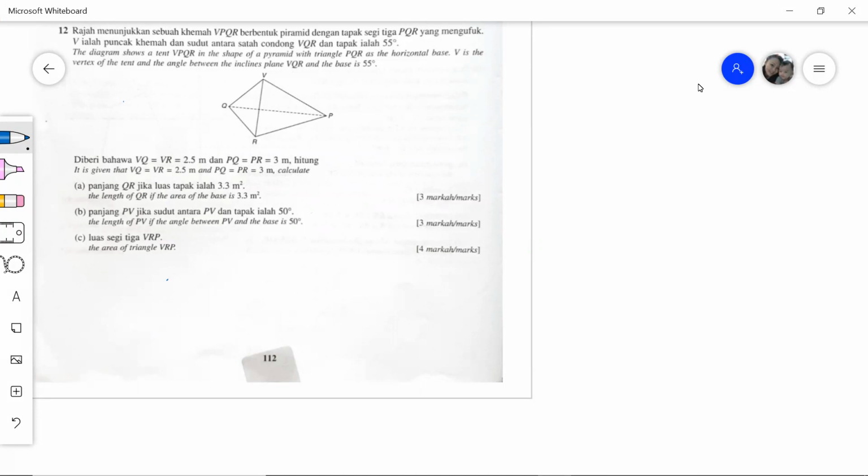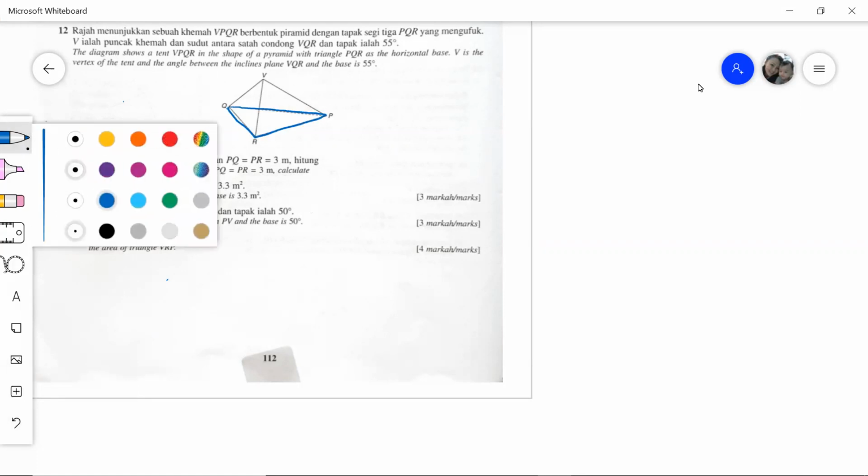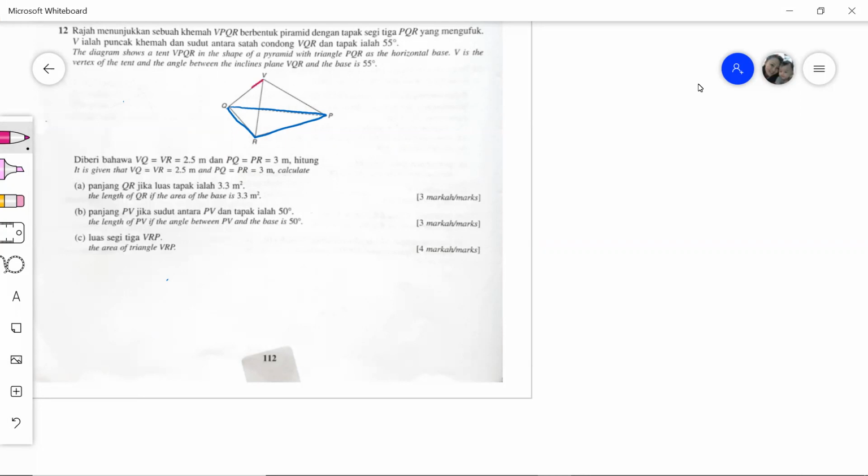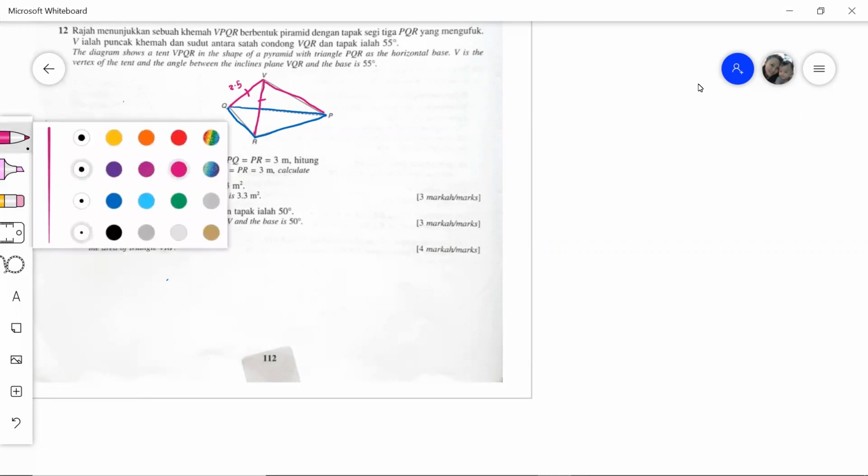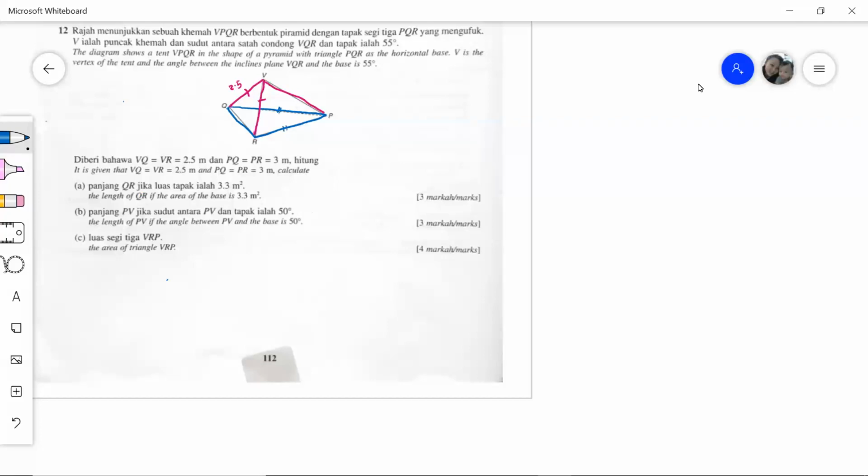The diagram shows a tent VPQR in the shape of a pyramid with triangle PQR as the horizontal base. So this is the base. Okay, and V is the vertex. So if V is the vertex, let's get this so that you can see the 3D shape of this diagram. Now, given that VQ equals VR, which is 2.5, and PQ equals PR, so these two are equal in length, 3 meters.